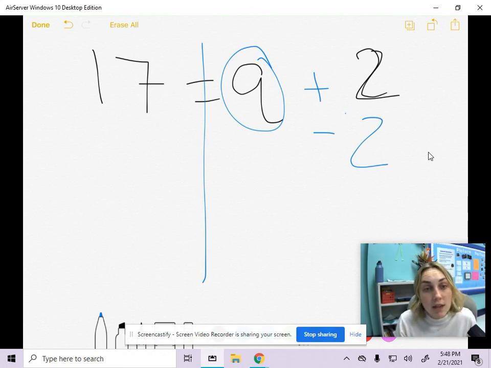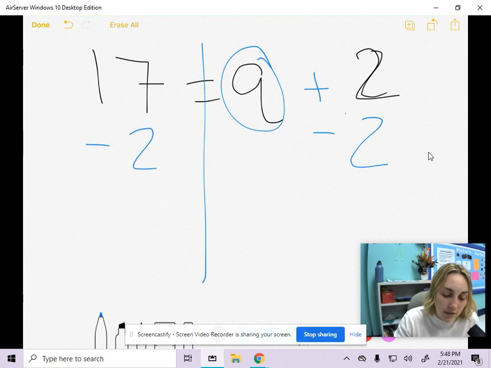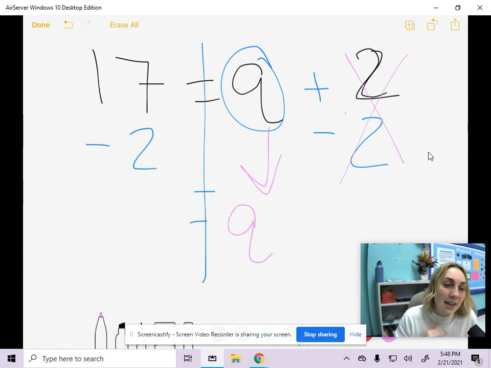And if I do it on one side of the equation, again, I have to do it on the other side of the equation. Again, these cancel out. Positive 2 minus 2 would equal 0. I can bring down this q. And then I have 17 minus 2 on the other side. 17 minus 2 would give us 15. So q in this case equals 15.